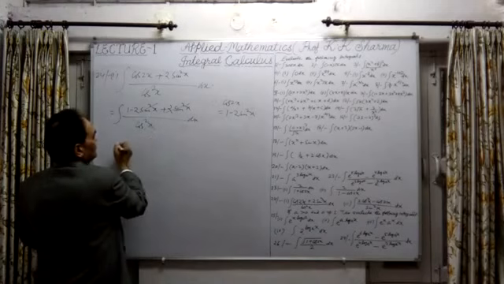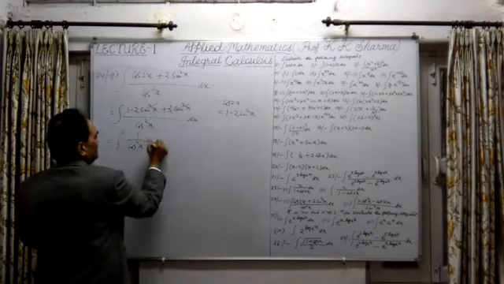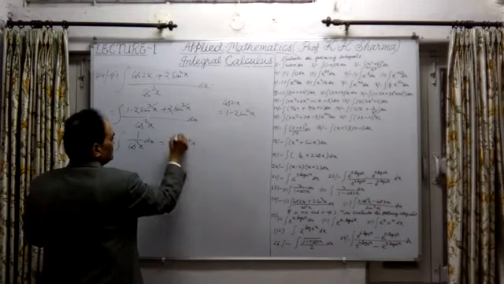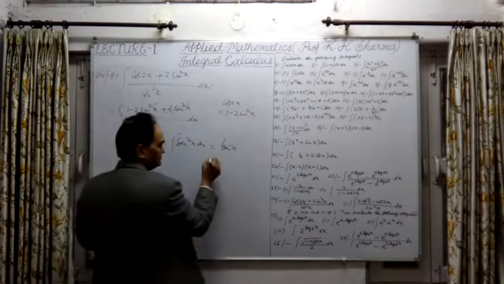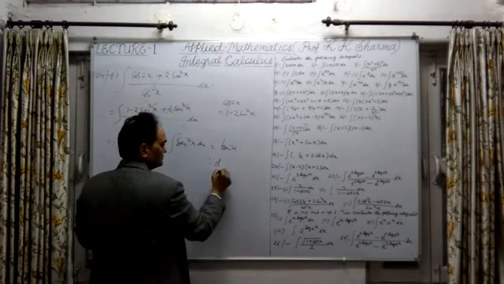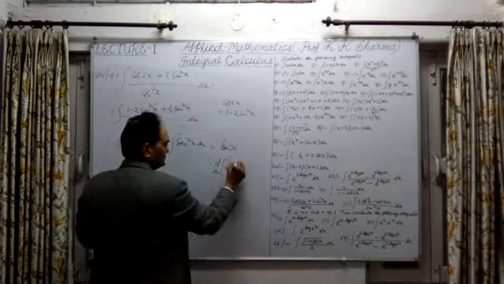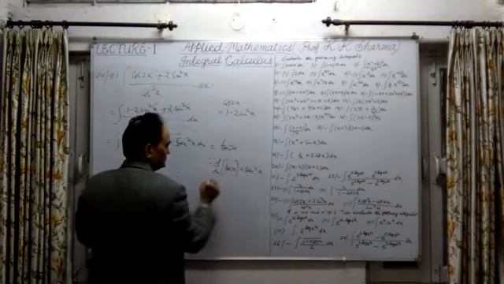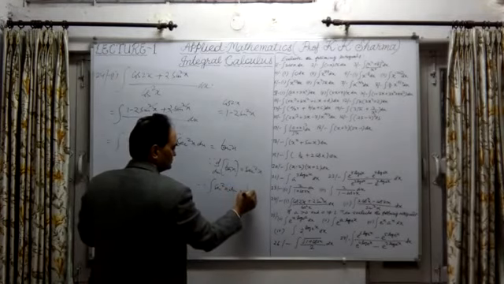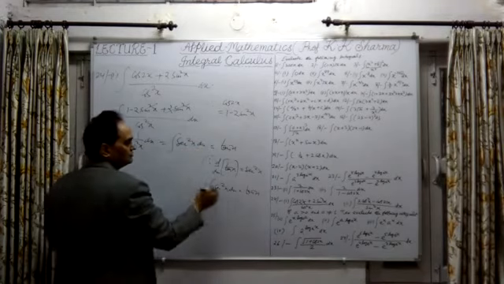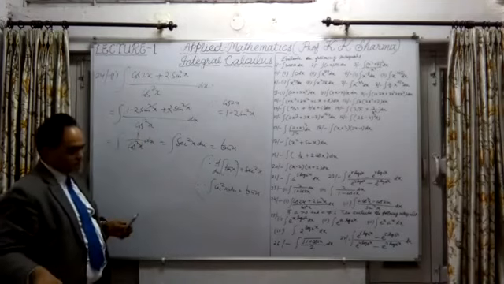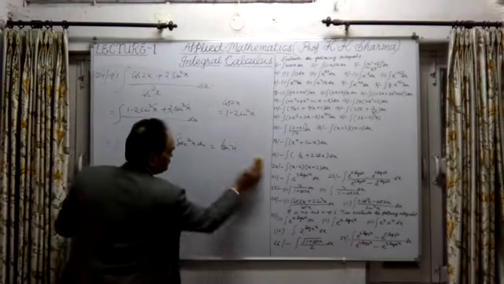1 upon only cos square x is obtained. This is 1 upon cos square x, which is equal to secant square x, integration into dx. Now we know that this is tan x, since differentiation of tan x is equal to secant square x. Therefore integration of secant square x into dx equals tan x. This we know. So this is what we have done, the first part of question 24.